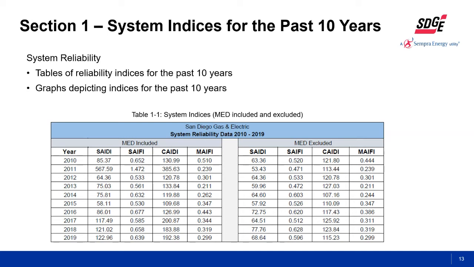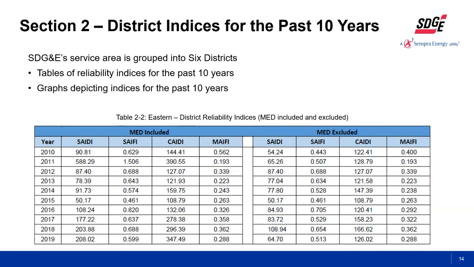Okay, so this is system indices for the past 10 years, and this is a part of the report that's posted online. Section 2 will include a rundown of the same indices, MED included, MED excluded, by each of our operating districts in our service territory.